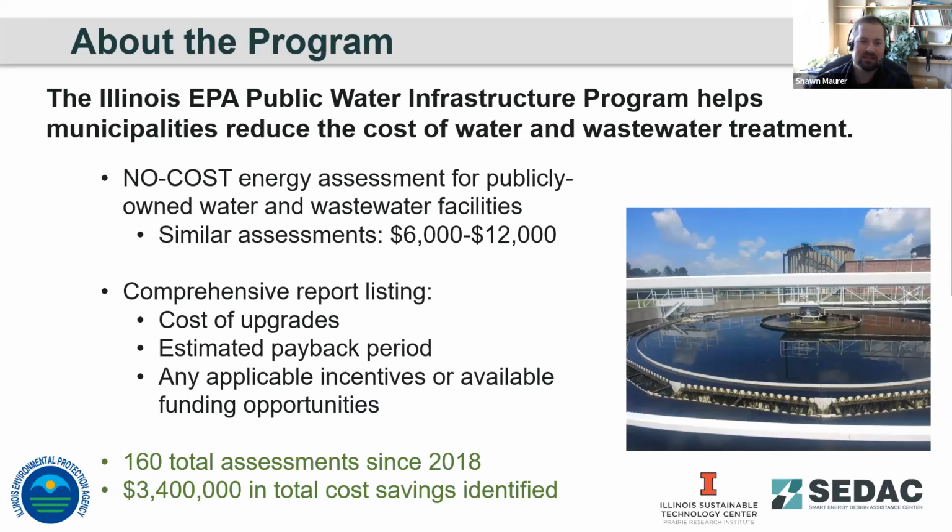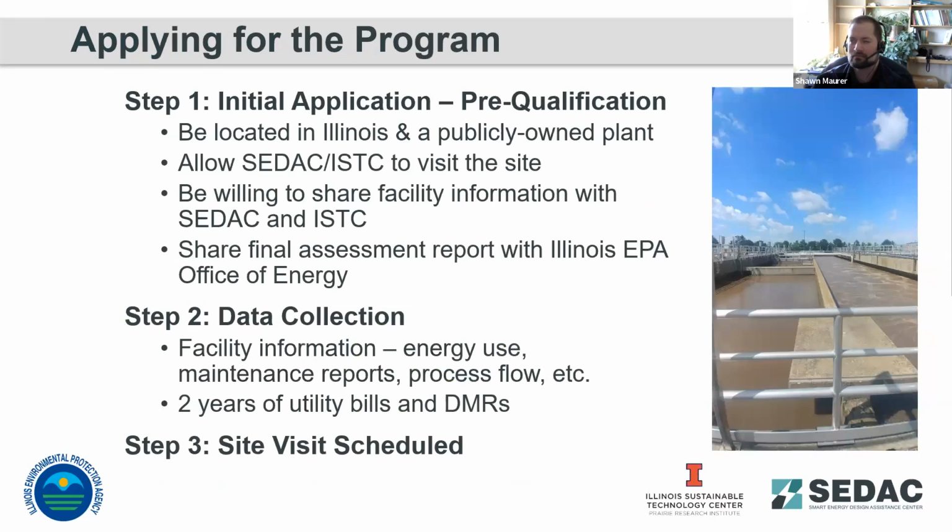We're a little bit behind on the numbers here, but so far 160 total assessments since 2018. That was what we had at the start of the program year. We're coming up towards the later half of it now. And then $3,400,000 in total cost savings identified, and I think we're getting close to $750,000 in implemented savings.